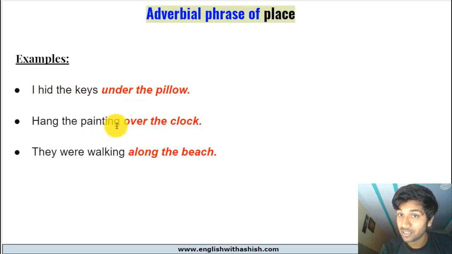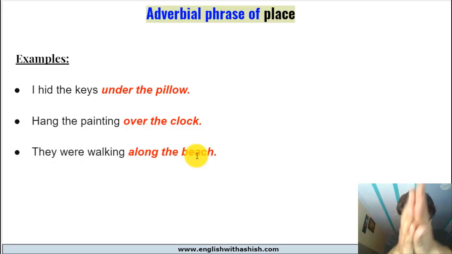Hang the painting. Where do I hang it? Over the clock. Over is a preposition here. They were walking along the beach. They were walking where? Along the beach. So these are adverbial phrases of place.